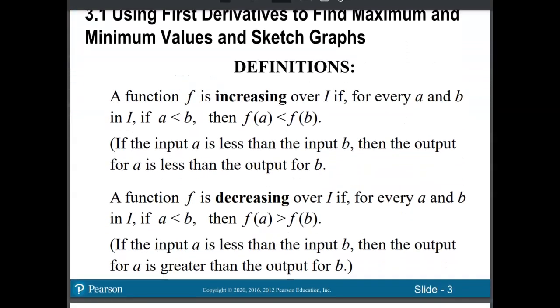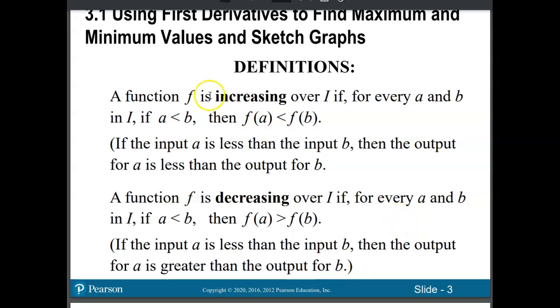All right, so here are the definitions of what it means for a function to be increasing and decreasing. These are the math version of the definition, so you'll see math notation in here. Basically, increasing just means y values are getting bigger. Decreasing means y values are getting smaller.